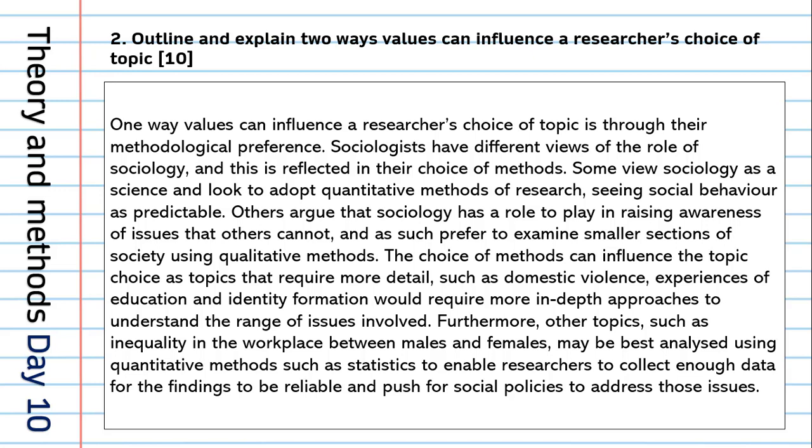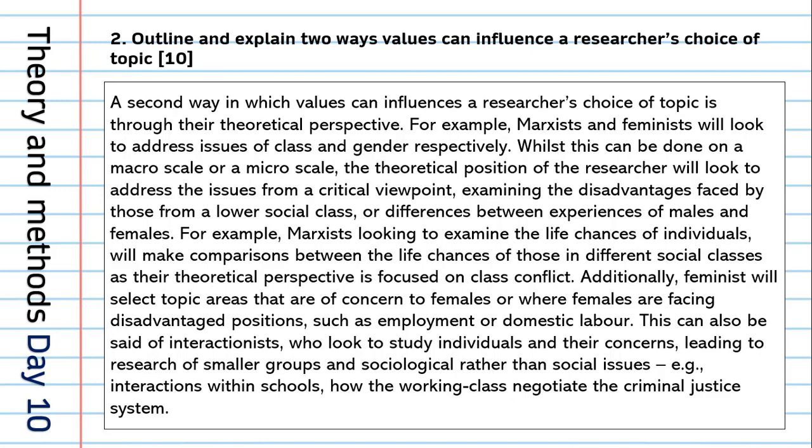A second way in which values can influence a researcher's choice of topic is through their theoretical perspective. This is probably one of the easier ones to pick. For example, Marxists and feminists will look to address issues of class and gender respectively. While this can be done on a macro scale or a micro scale, the theoretical position of the researcher will look to address the issues from a critical viewpoint, examining the disadvantages faced by those from a lower social class or differences between experiences of males and females.